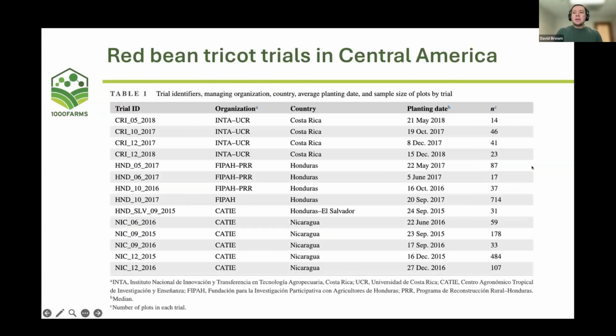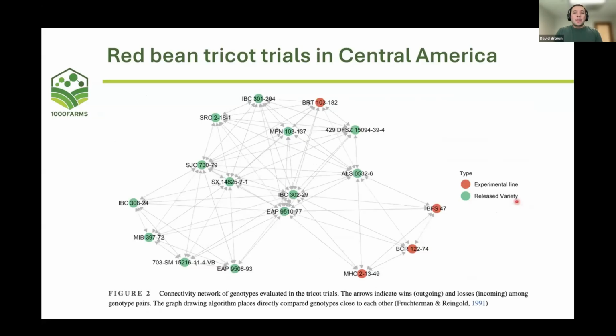So just to give you an idea of the different sample sizes, here on this column you can see the different sample sizes of each trial included in this data synthesis, ranging from 14 trial plots in Costa Rica to more than 700 in Honduras. And this is to show you how those varieties or those genotypes, because we have experimental lines and released varieties, are interconnected in terms of which of them were compared directly or indirectly.